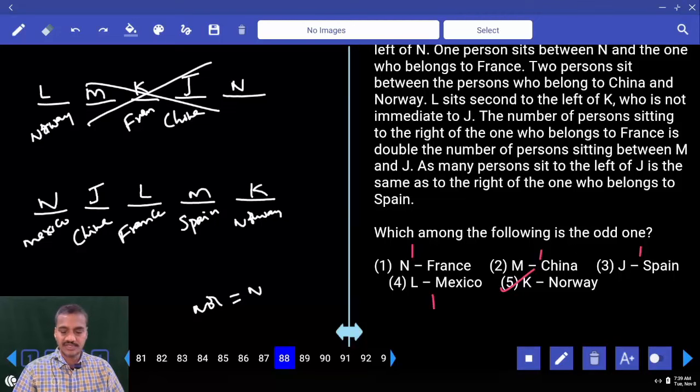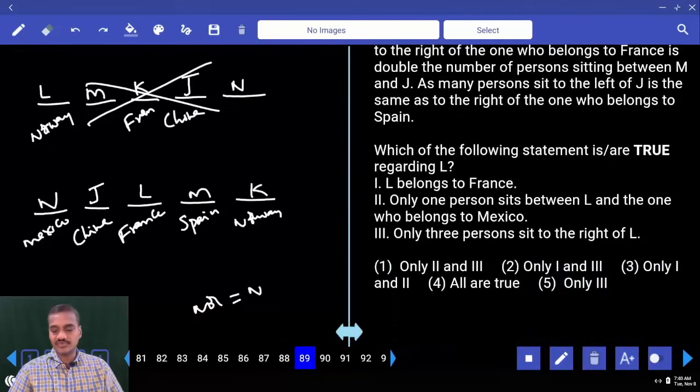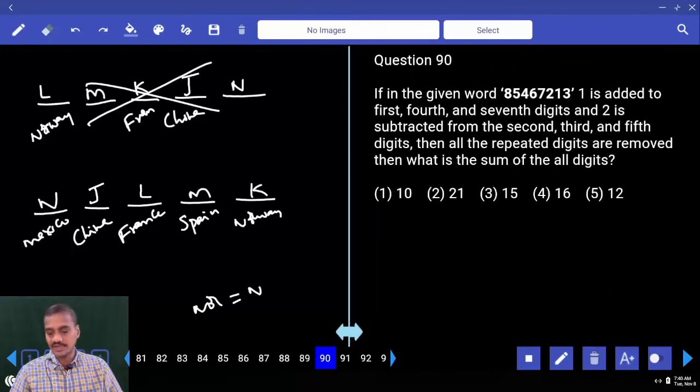Then the next one, 89. Which of the following statements is true? L belongs to France, definitely true. Only one person between L and the one who belongs to Mexico. L and the one who belongs to Mexico, there is exactly one person, true. And 3 persons sit to the right of L is false. Only 1 and 2, choice 3. Choice 3, 89. And next one, 90.